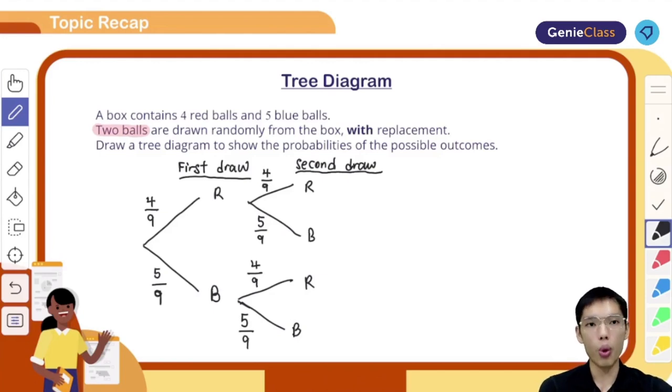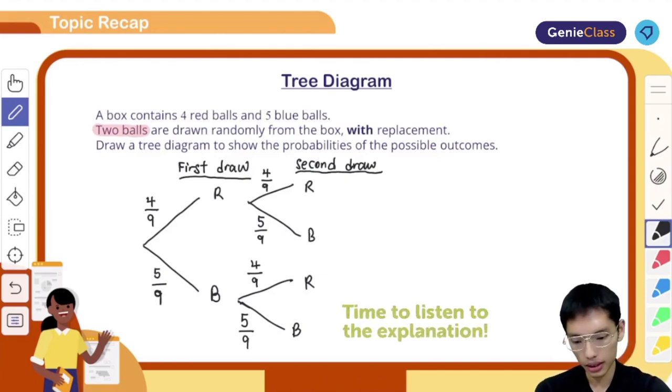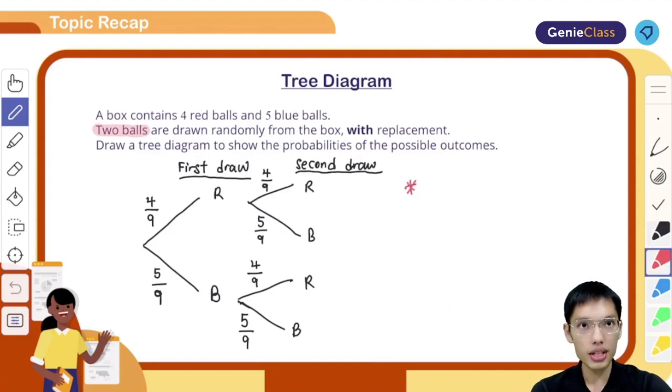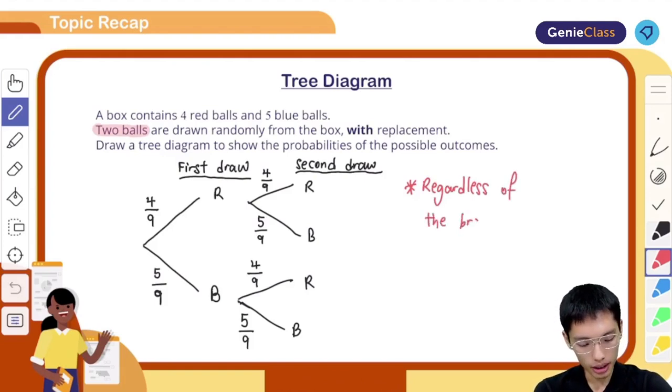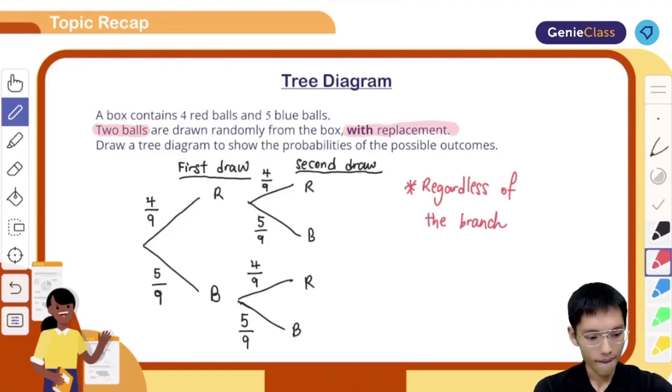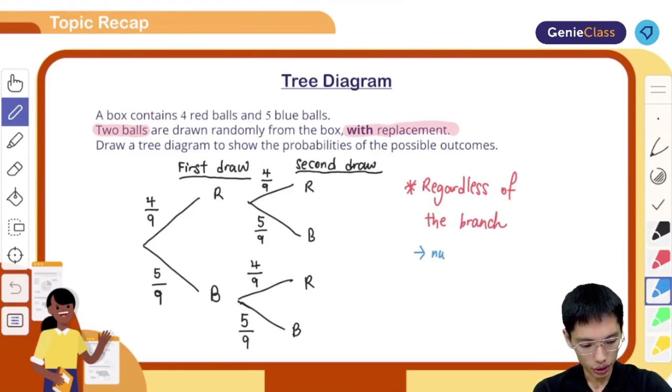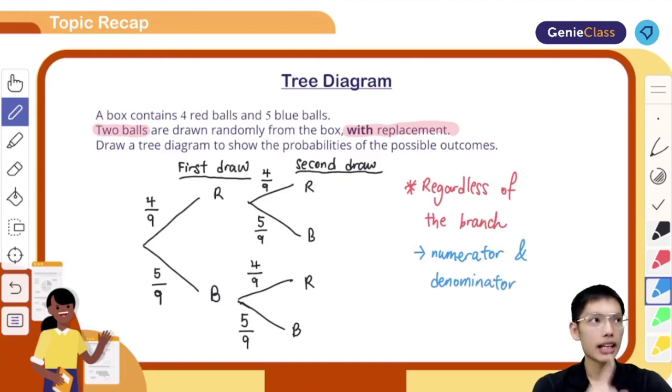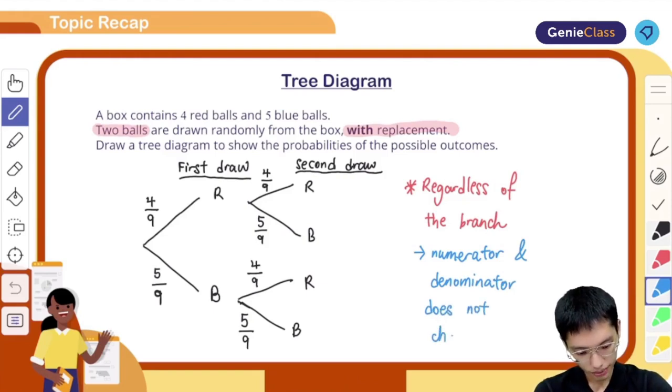Moral of the story, what have we sort of recapped from here? Remember, okay, regardless of the branches, if I were to talk about, in this case, let's look at this, in this case, with replacement, keyword is with replacement. Okay, moral of the story, if you were to listen to my explanation well, numerator and denominator does not change. Okay, does not change.